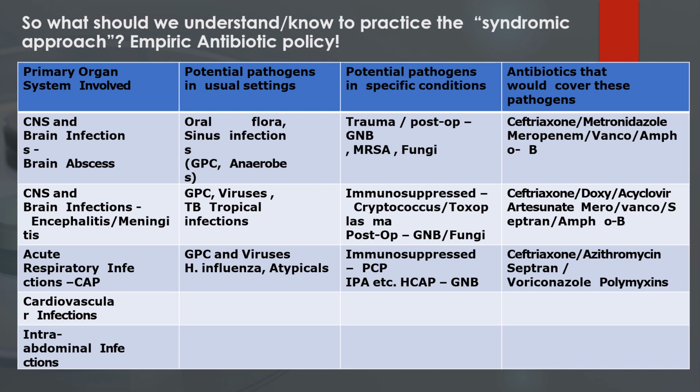Then if it is acute respiratory infection, we have gram-positive cocci and viruses, H. influenzae are typical among pathogens. In immunosuppression, we have Pneumocystis jirovecii pneumonia and other such. We have antibiotics such as ceftriaxone, azithromycin, and cotrimoxazole for the same.